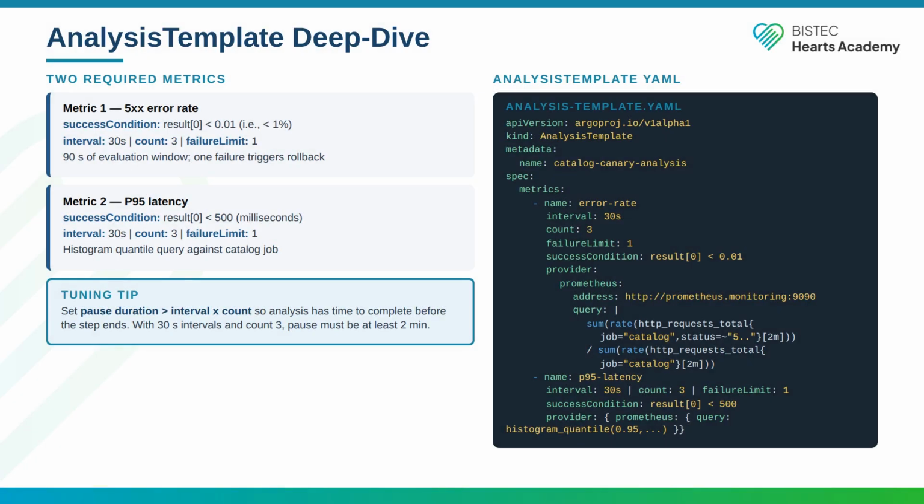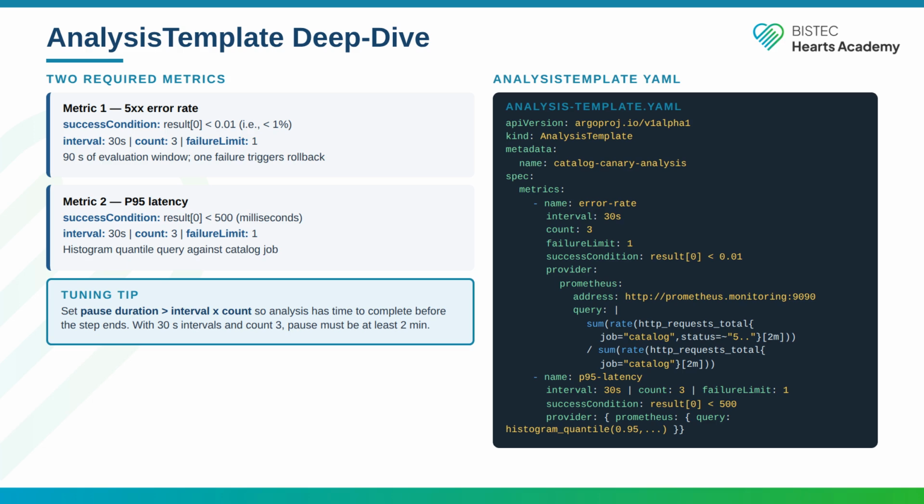The analysis template is the component that gives automated rollback its intelligence. Without it, you have a slow deployment with manual human pauses. With it, you have a system that can detect a misbehaving canary and restore traffic in under 90 seconds, without anyone being woken up. This template defines 2 metrics.